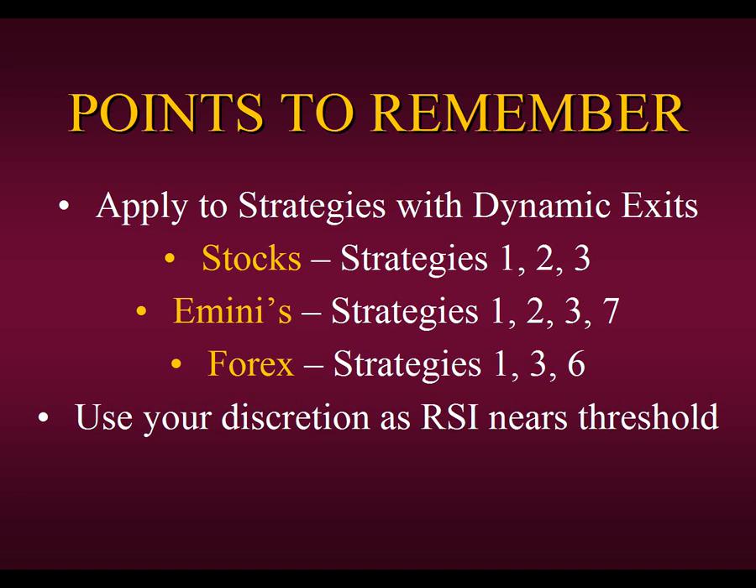Now, those dynamic strategies are for stock strategies 1, 2, and 3. For the E-minis, they're 1, 2, 3, and 7. And by 7, we mean the conservative version of strategy number 7. And the Forex strategies are strategies 1, 3, and 6.